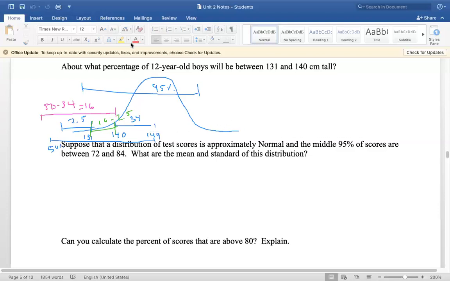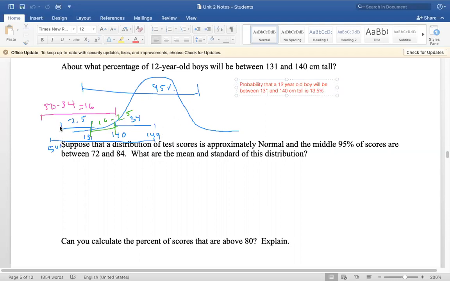And so the probability that a 12-year-old boy will be between 131 and 140 centimeters tall is 13.5%. So I'm just taking this whole distribution, using the empirical rule, dividing it into different sections, and then dividing things in half because everything's symmetrical.